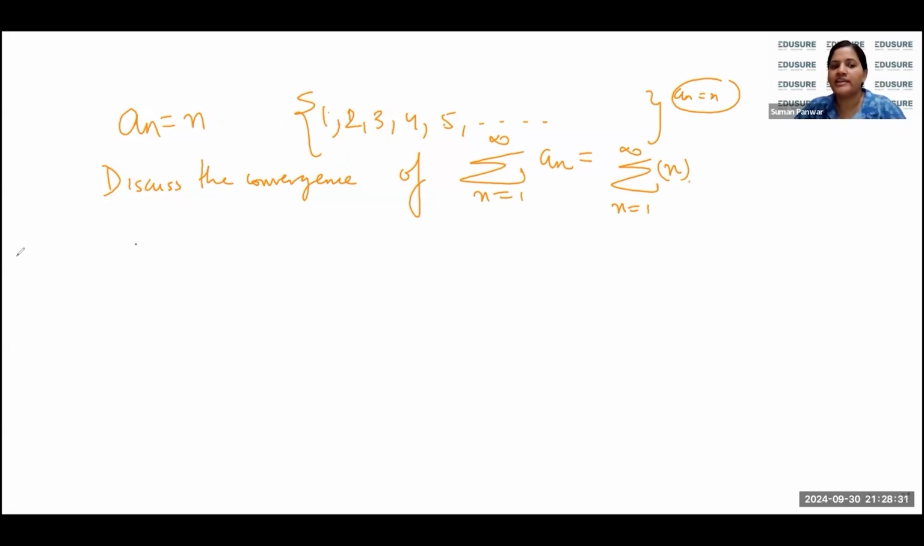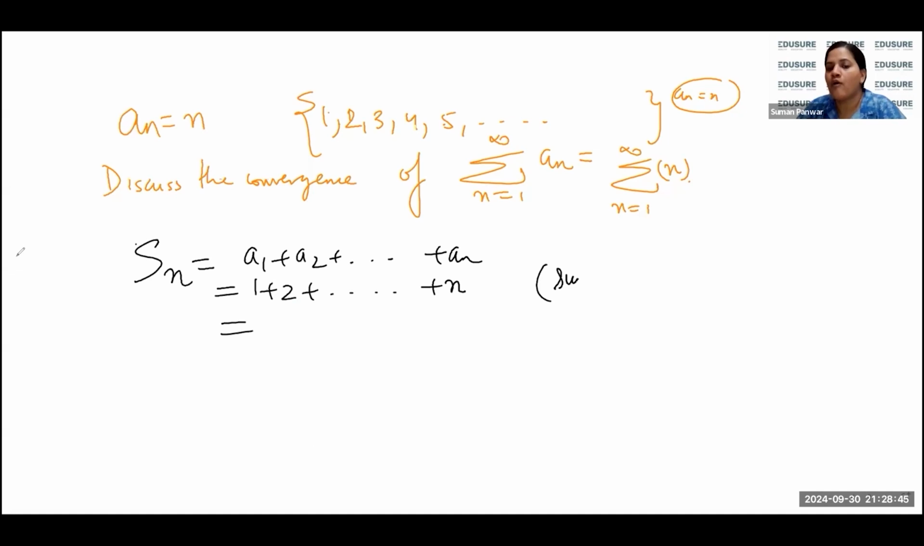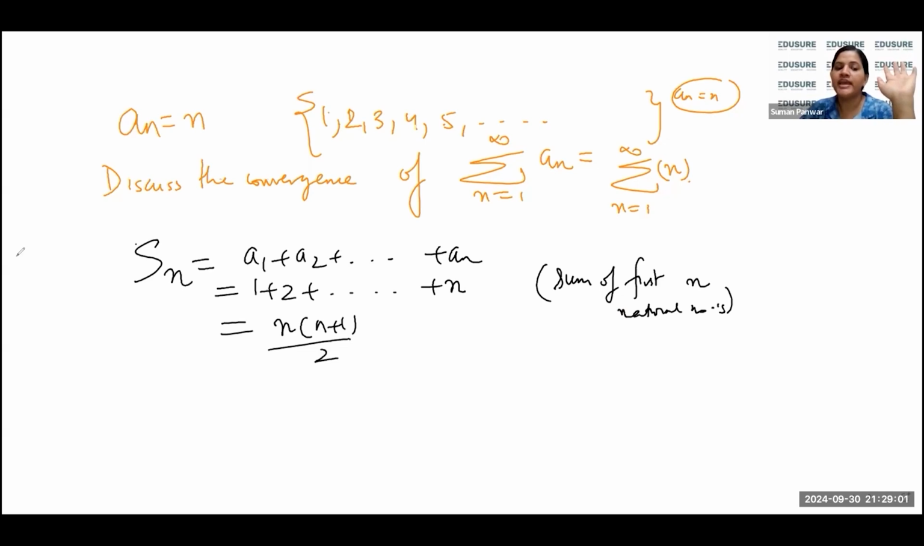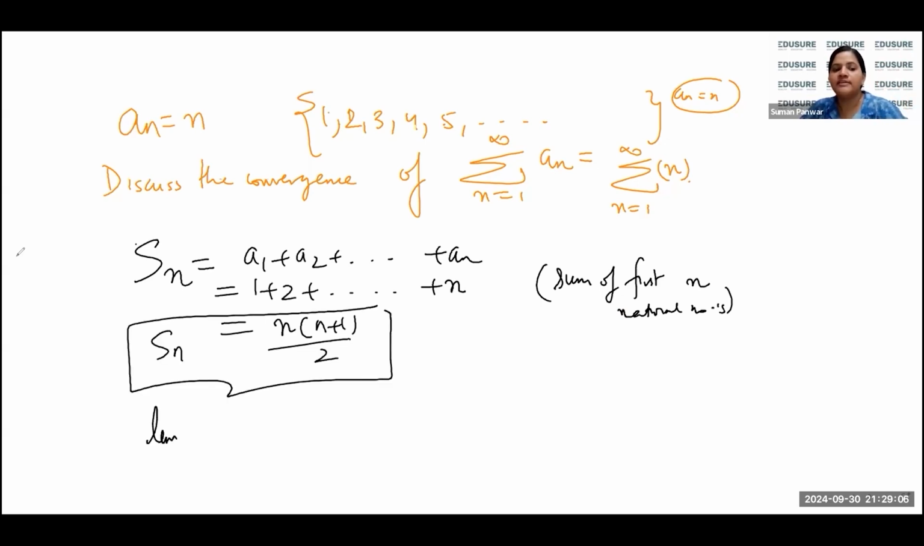So you look at Sn. Sn is A1 plus A2 till An. So this is 1 plus 2 plus till n. Now this is the sum of the first n natural numbers. I hope everybody knows the sum of the first n natural numbers. If not, it is n into n plus 1 by 2. So I have got a particular form of Sn. Now I will see what the limit of Sn as n tends to infinity looks like.